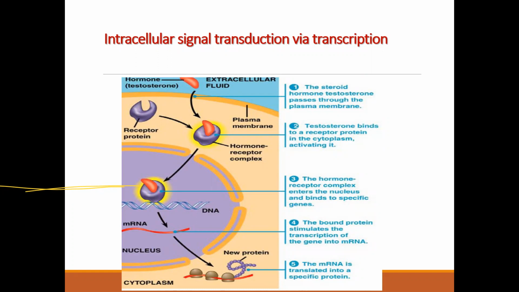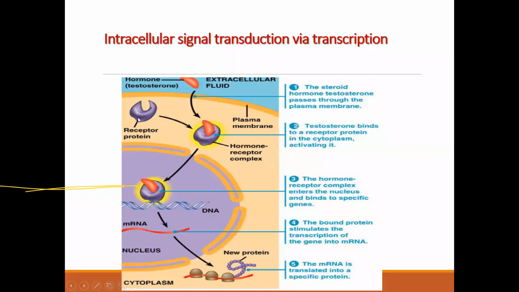This is an example of a ligand or signaling molecule, for example, like a steroid hormone. In this example, they use testosterone as the signaling molecule. Testosterone is a steroid hormone that can pass through the plasma membrane. Therefore, it gets into the target cell. And the receptor of testosterone is an intracellular receptor. It is located in the cytoplasm.